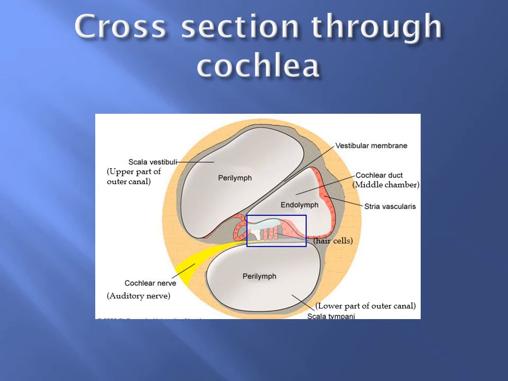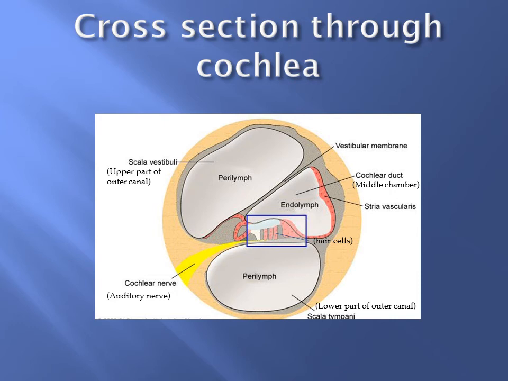So the round window vibrates with the opposite phase to vibrations entering the inner ear through the oval window, and actually this allows for pressure changes between the middle ear and the cochlea.